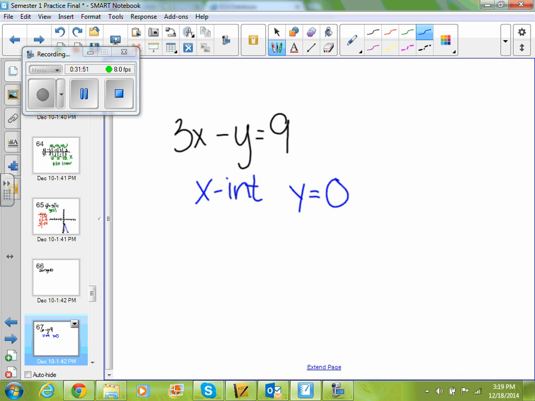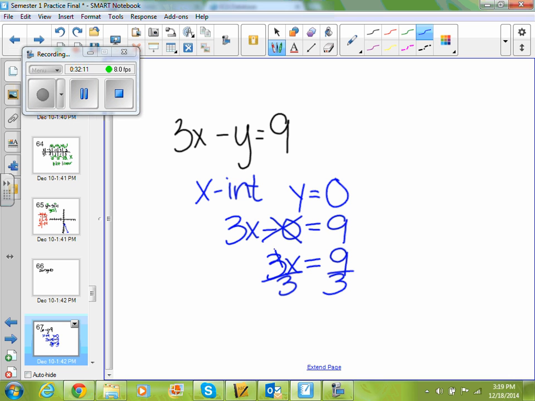So if that's true, and I plug in 0 for y, 3x minus 0 equals 9. I can then just ignore that minus 0, right? It goes away. So 3x equals 9. Now what? Divide by 3, divide by 3. So what does x equal? 3. So my x-intercept is 3.